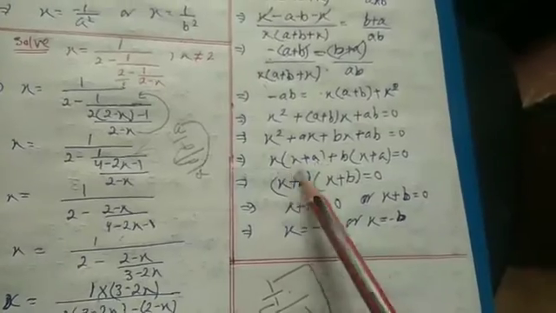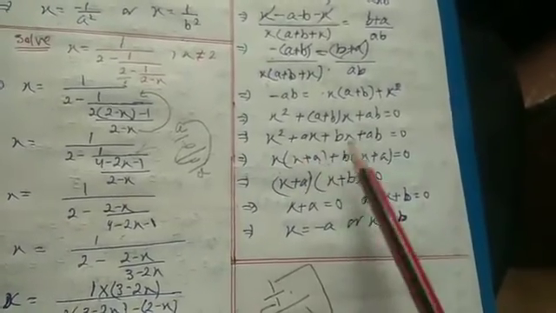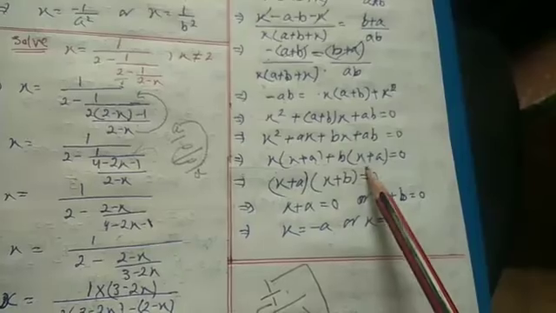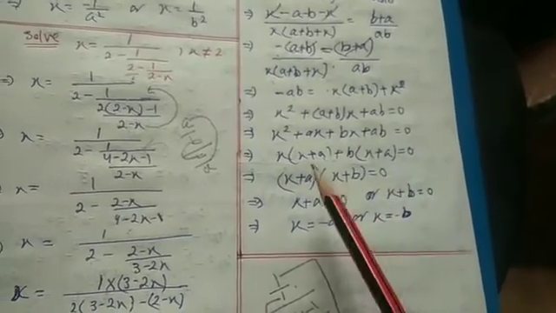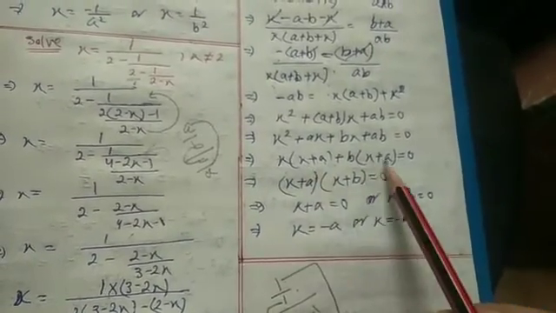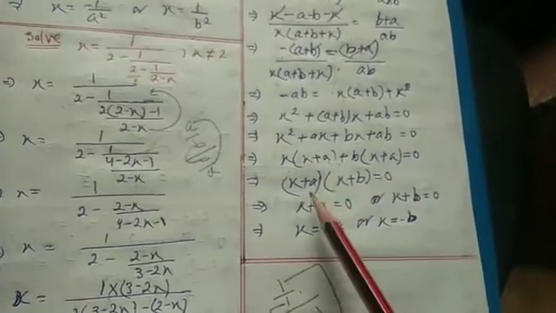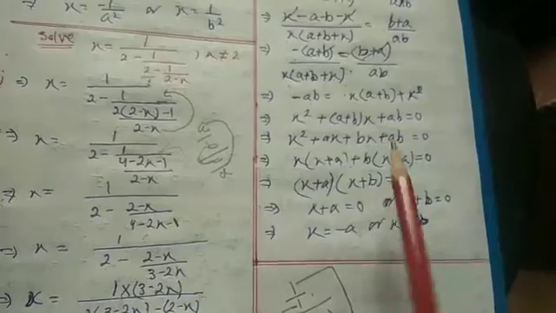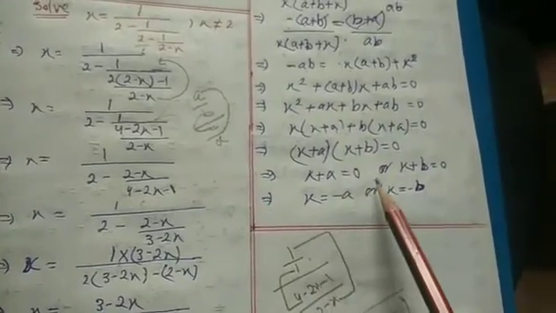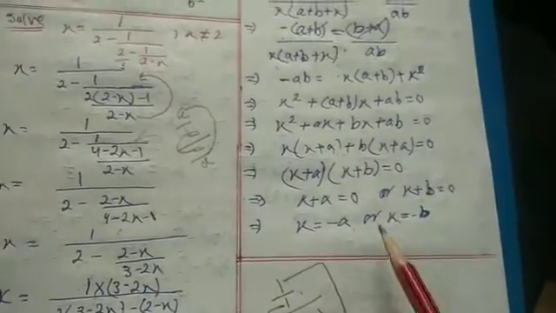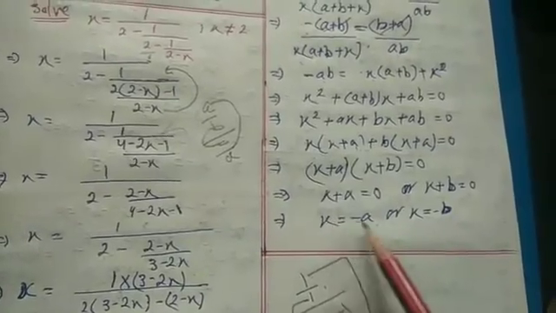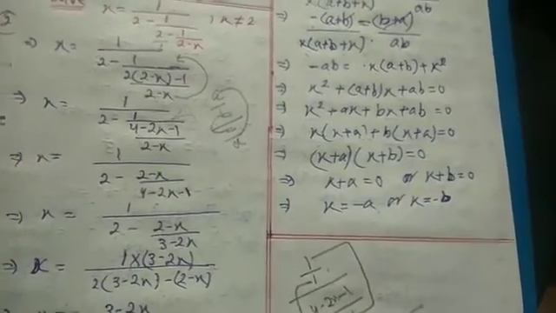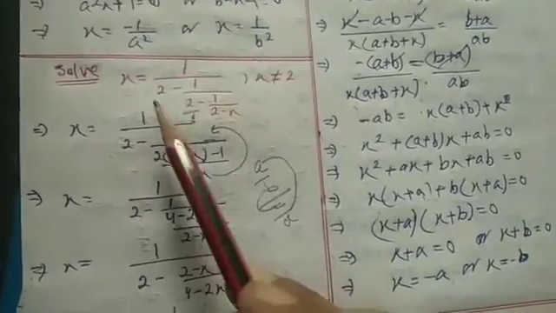Now x into x plus a, this is common here, then here b is common, so again we have that term x plus a in the bracket. So now we can see we have x plus a common in both the brackets, so we take it as common. Now the remaining term here is x, here it is b, so x plus b. So it means either x plus a is equal to 0 or x plus b is equal to 0. It means that we have x equals minus a or x equals minus b. This is our answer.